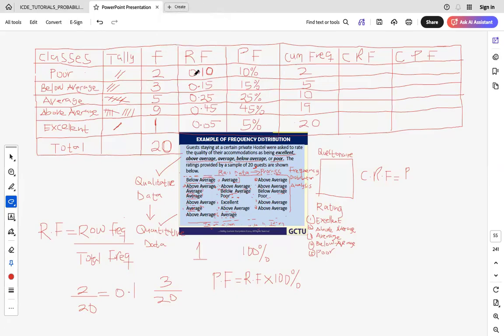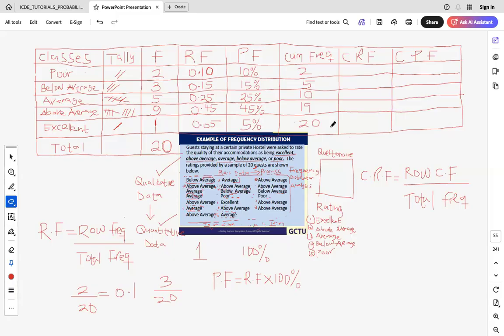Right. So let's move on to the CRF, cumulative relative frequency. I said this is the row cumulative frequency divided by the total frequency. The row cumulative frequency divided by total frequency. So these are the row cumulative frequency: 2, 5, 10, 19, 20.